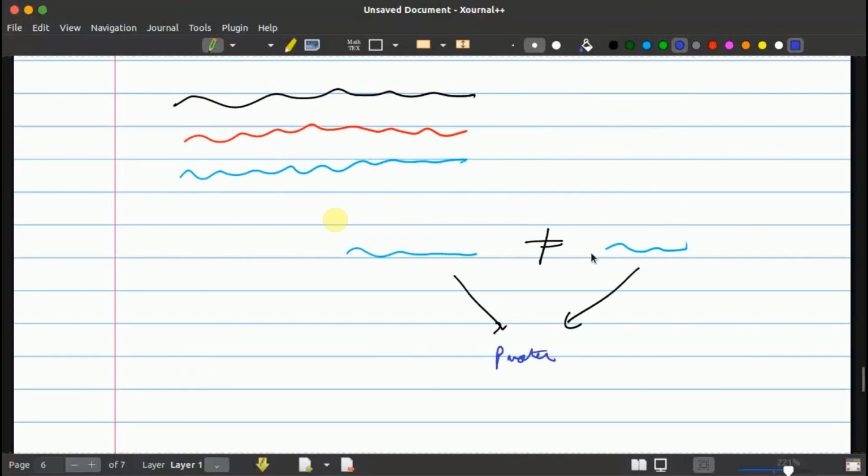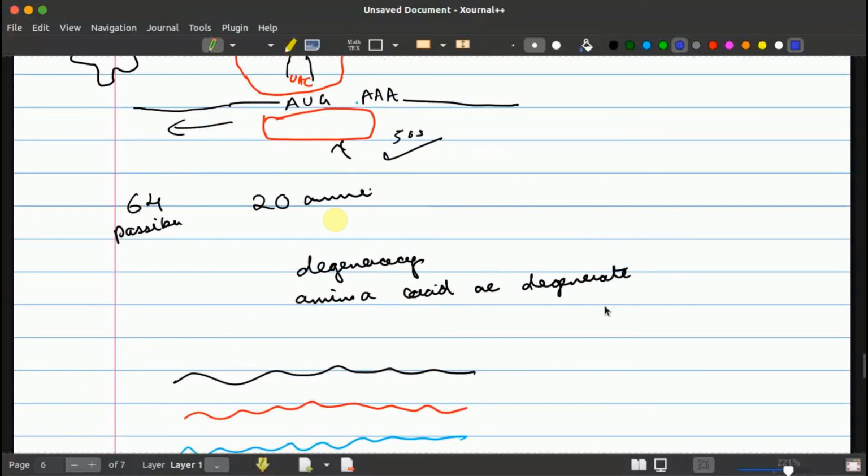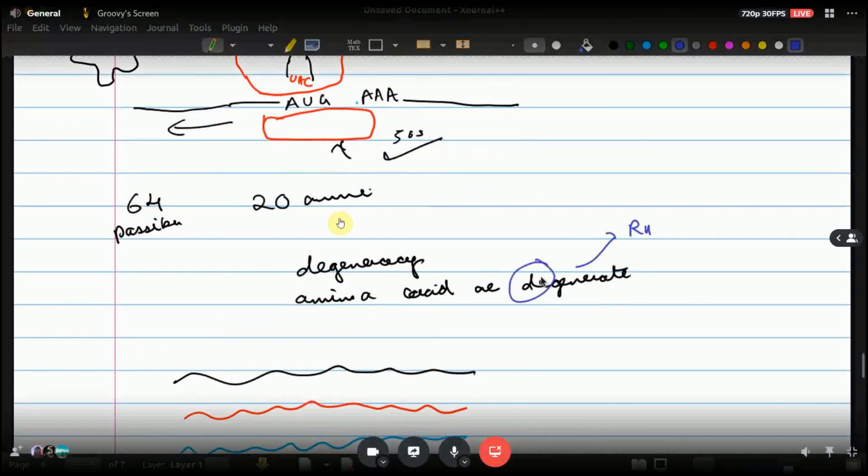So the same amino acid can be obtained by more than one codon. That is the essential idea, right? Hence it is called degenerate, because you cannot generate the RNA backward.